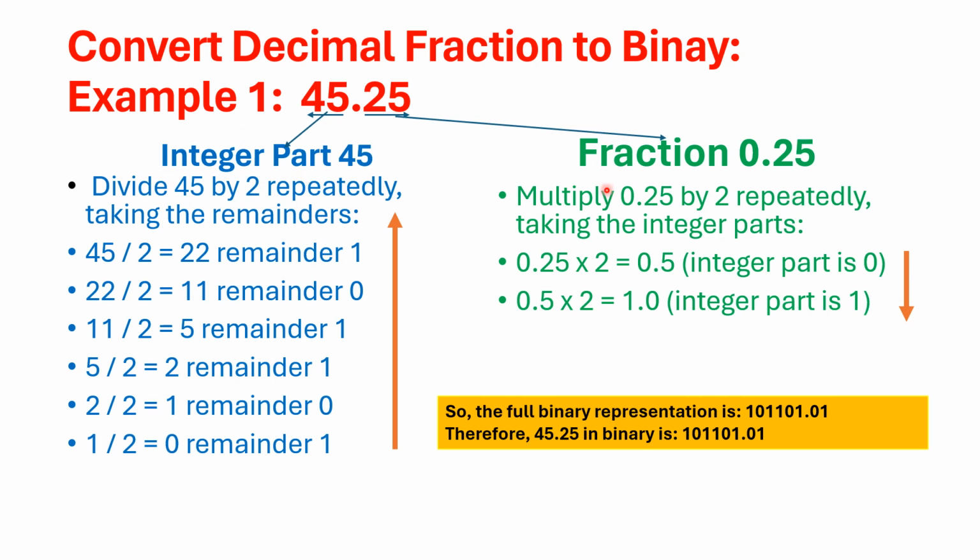So our conversion of 45.25 in binary can be written as 101101.01. It is the required conversion of 45.25 into a binary number.